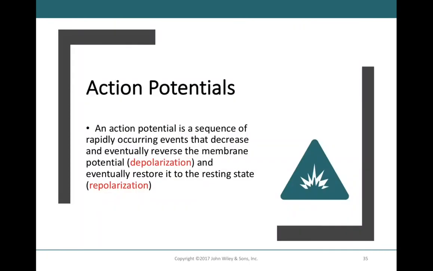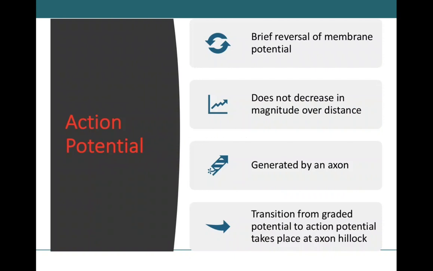So an action potential can be defined in one way as the rapid decrease in membrane potential, which is also called a depolarization, and then an immediate repolarization, where the membrane potential is restored to the resting membrane potential. So that's really all an action potential is: a depolarization followed by a repolarization. We're deviating from our resting membrane potential, and then we're immediately bringing our membrane potential back to its resting state.